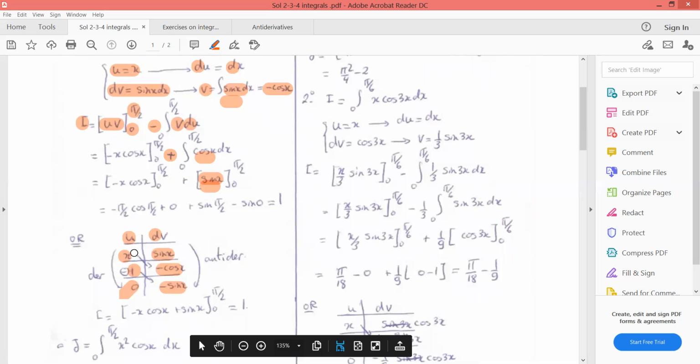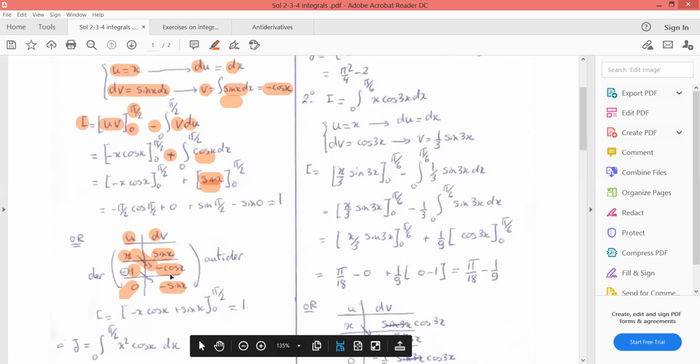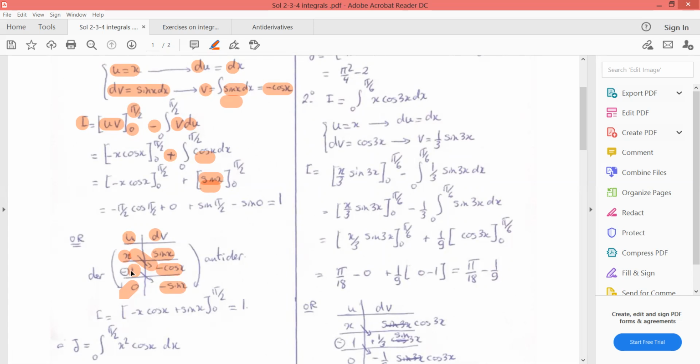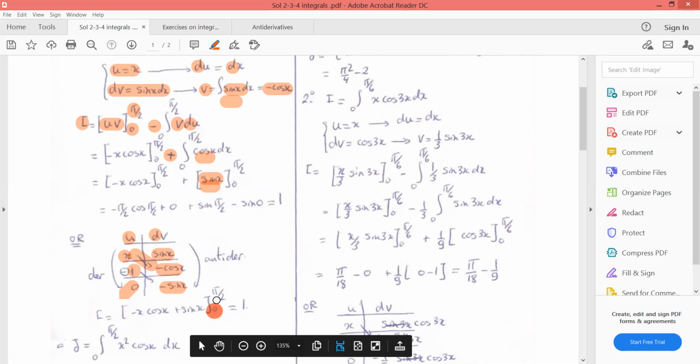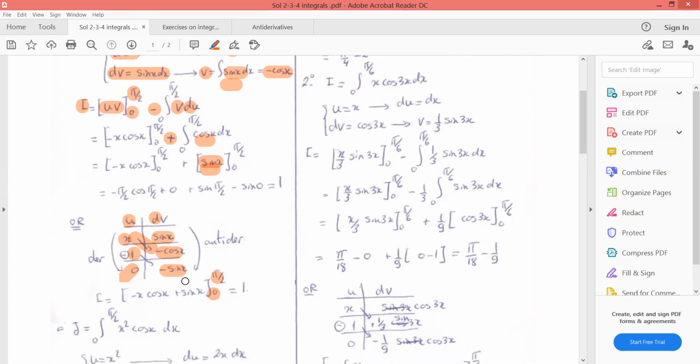To calculate the final result, I multiply x times minus cosine x, which gives minus x cosine x. Then minus 1 times minus sine x becomes plus sine x, between 0 and pi over 2. First time we replace x by pi over 2, minus 0. Please, any questions? Did you understand? Yes.